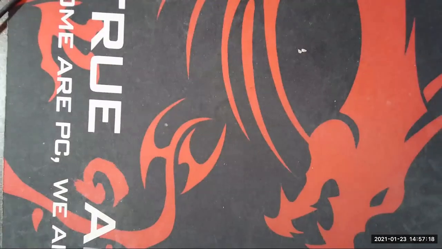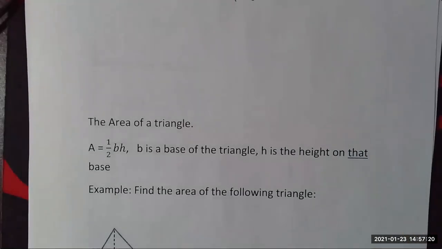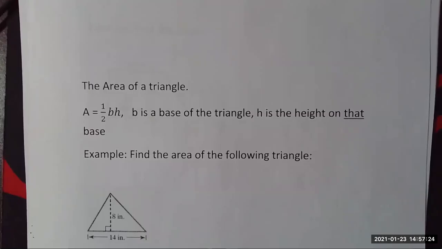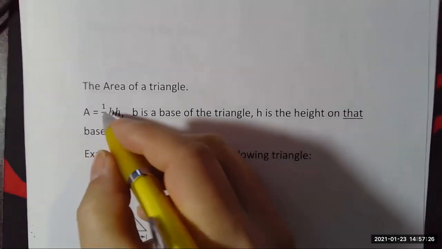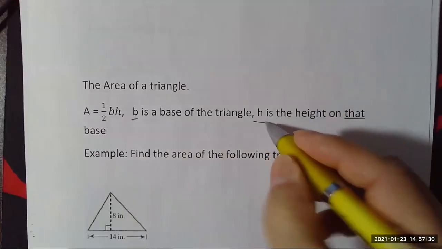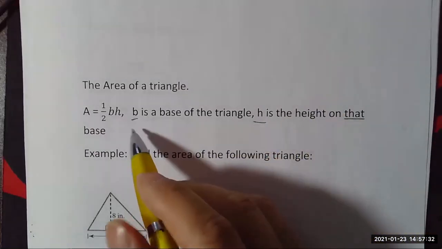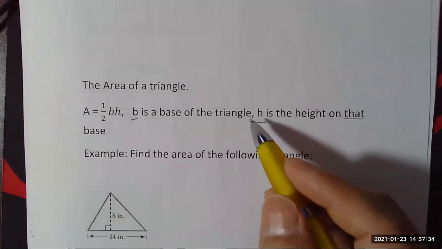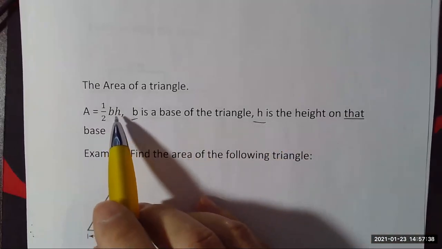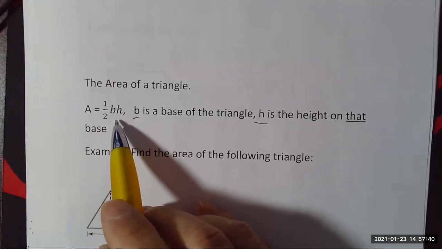Now next one, the area of a triangle. So the area of a triangle, basically the formula is one half times base times height. B is the base, H is the height. But pay attention when you use this formula, there's a requirement for the relation between this base and height. It's not just two letters you plug in there.